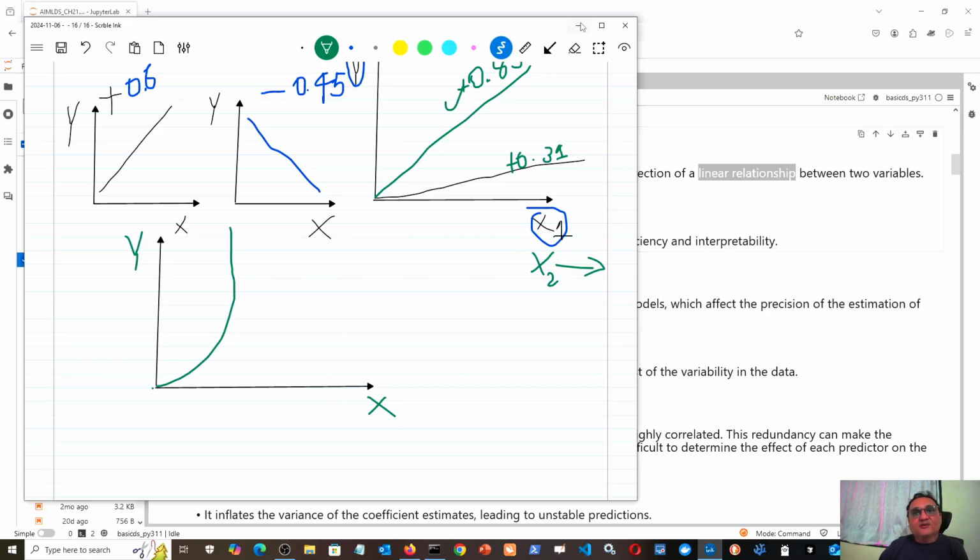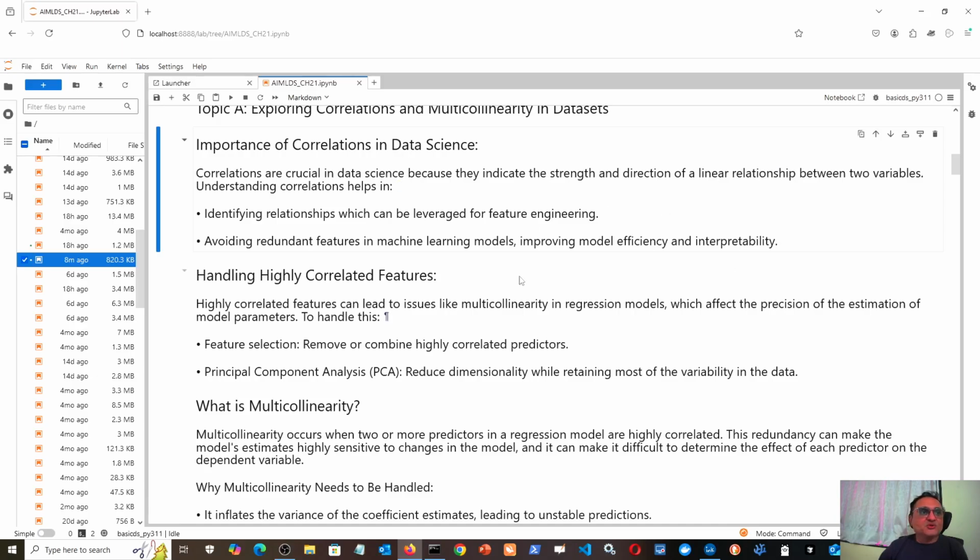That does not mean that correlation cannot be defined for this. There are other correlations, but we rarely use them in data science unless you reach some advanced topics. At that time, there are other correlation coefficients which we use. Okay, so the key point is: correlation defines the strength and direction of the linear relationship between two variables.